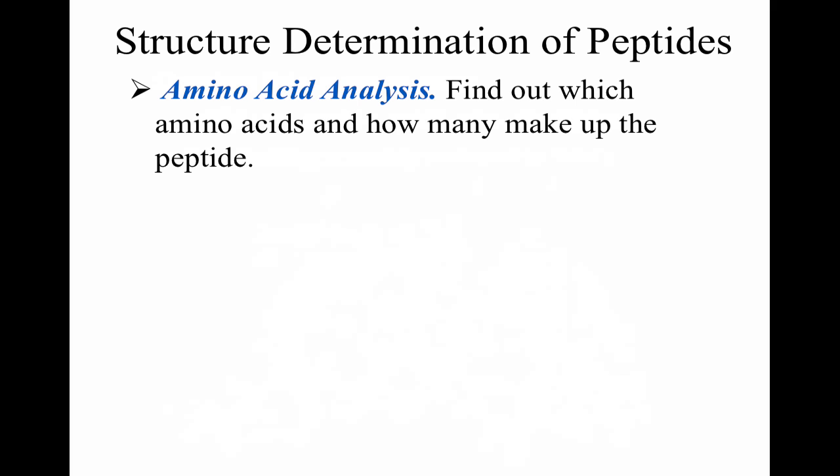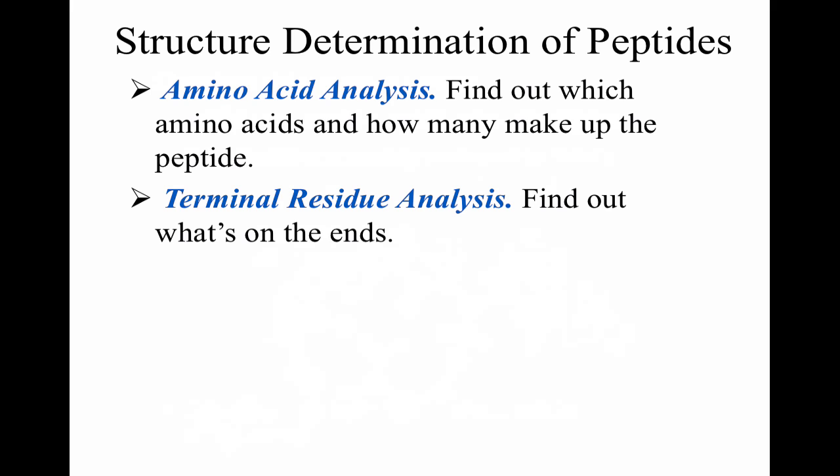Once we know what amino acids we have, we know what building blocks we're playing with. Not all peptides will have all 20 amino acids, right? So if I know that my structure doesn't have a proline, I better not put that into my structure, right? So we can think about it that way.